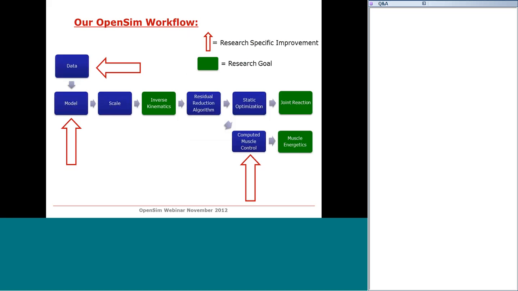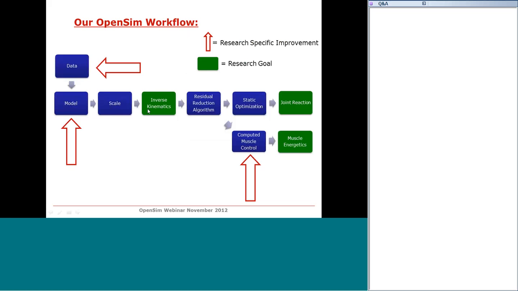On this slide, our OpenSim workflow is visualized in this flowchart. In green, I've highlighted the research-specific goals mentioned on the previous slide. The red arrows represent the location of the research-specific improvements that will be discussed in this webinar. Moving down from data collection, we incorporate subject-specific data into a musculoskeletal model. The model is then scaled, and inverse kinematics is used to generate the body segment motion in the model from the experimental markers of the subject.